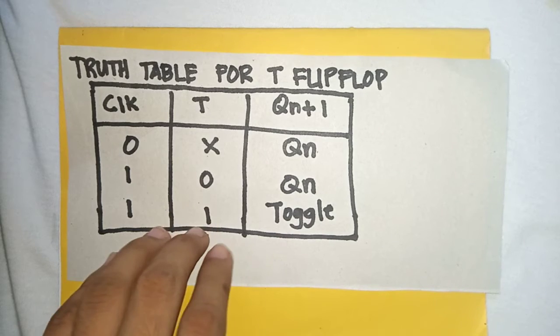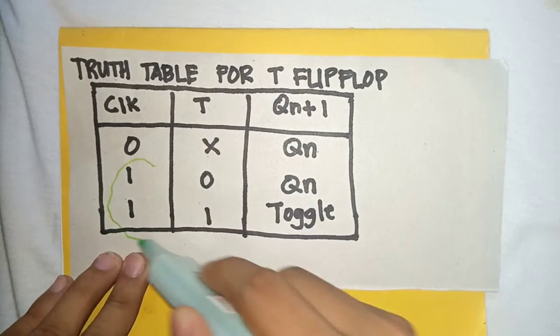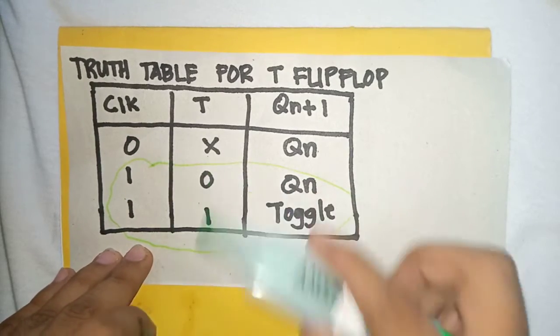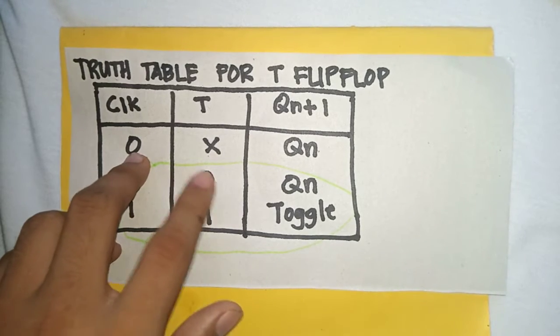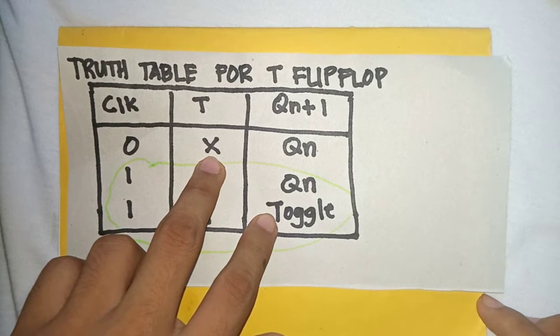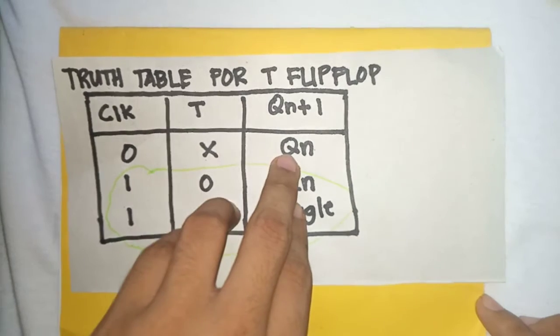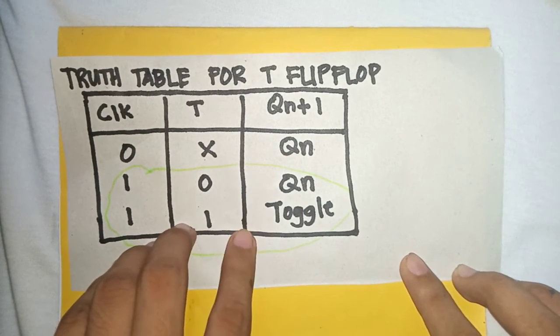We're going to focus on these two here, since we can recall that in a JK flip-flop, when inputs J and K are don't care, the output is the present state Qn. So we already learned that, and we will focus on this one.